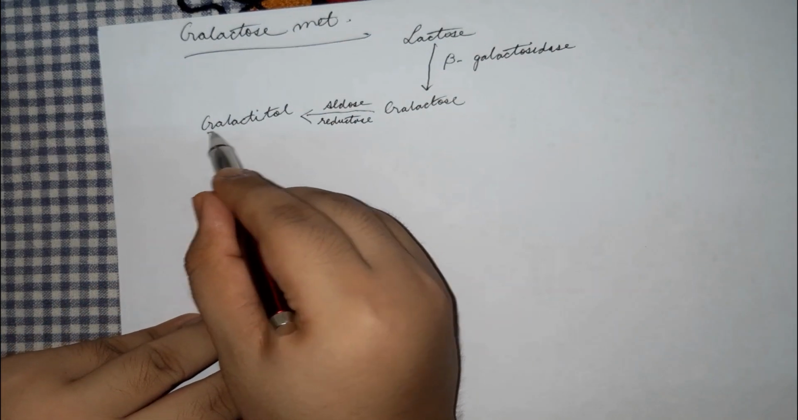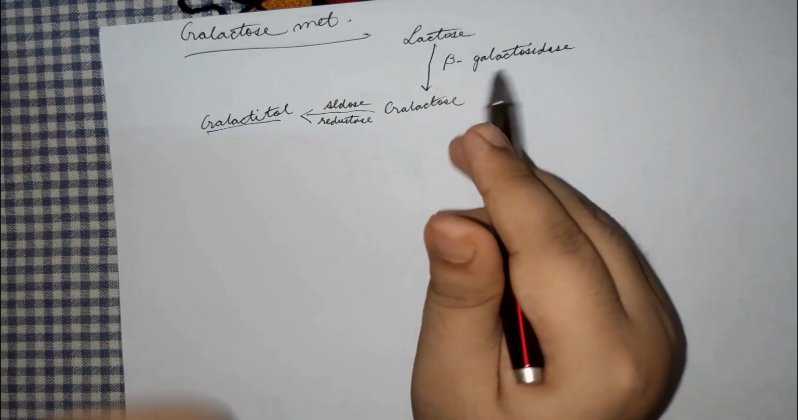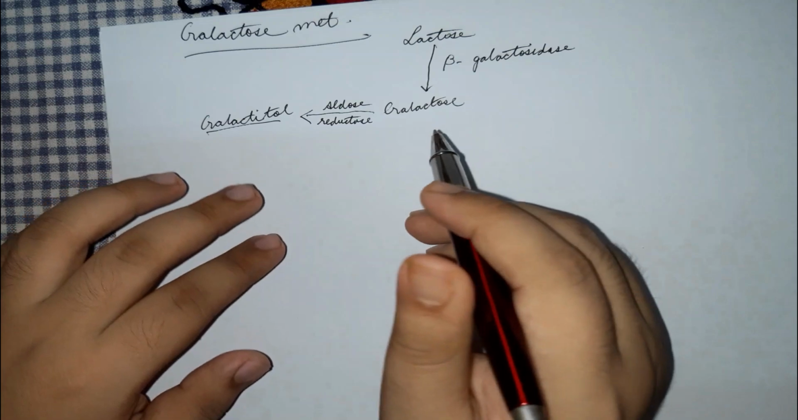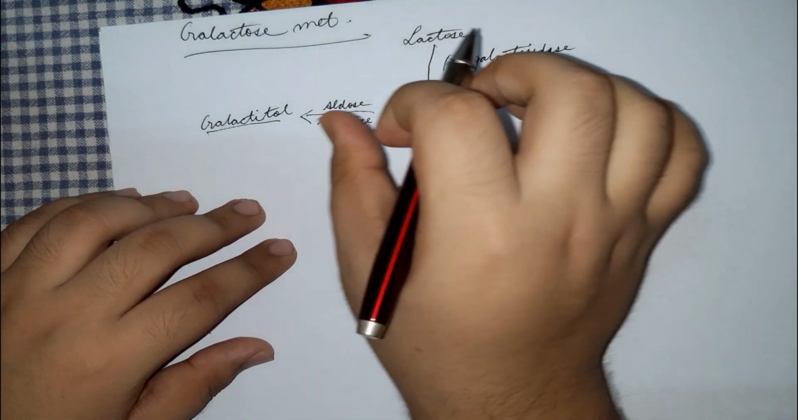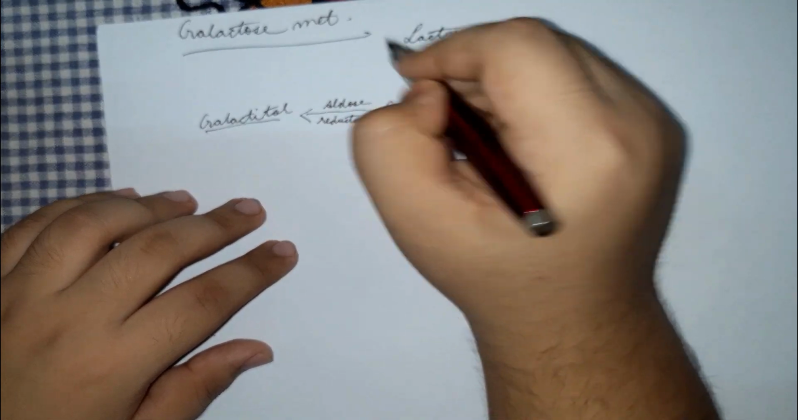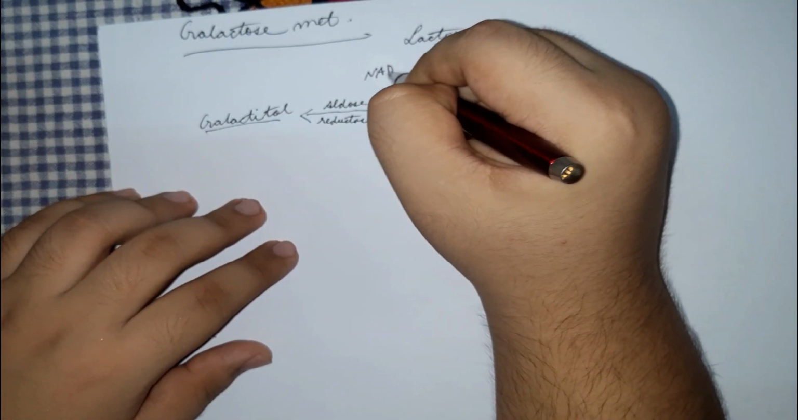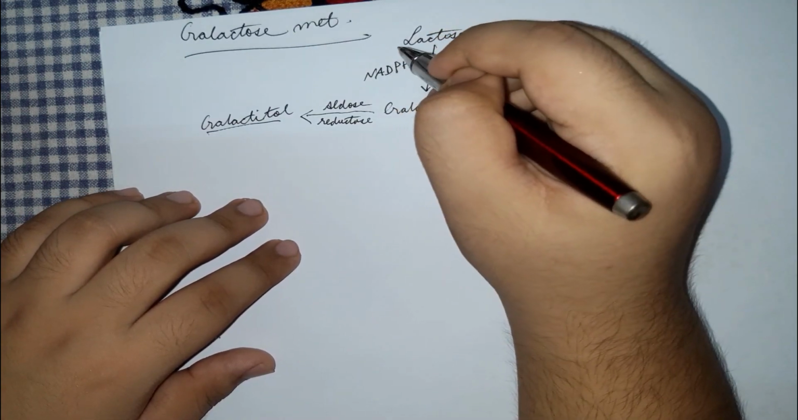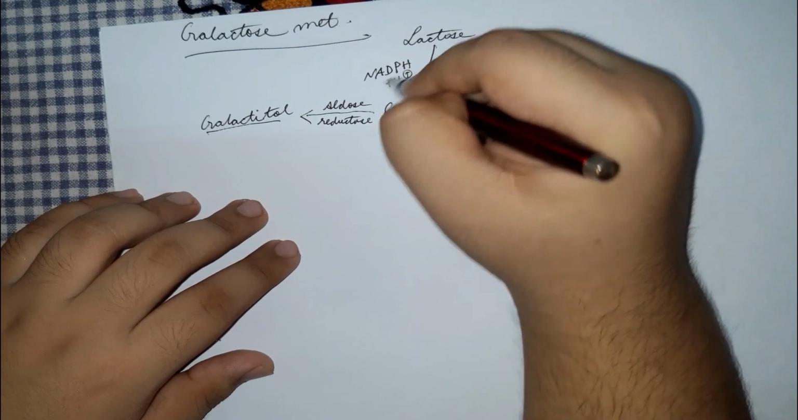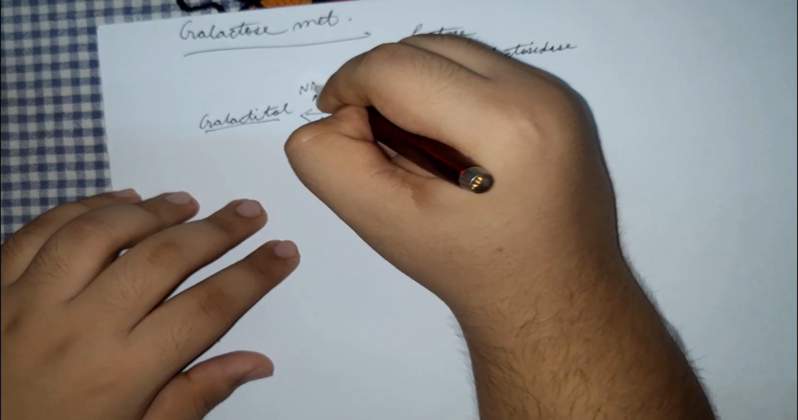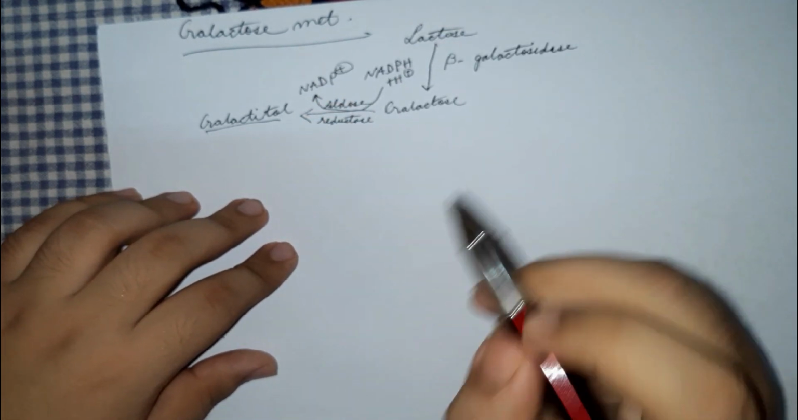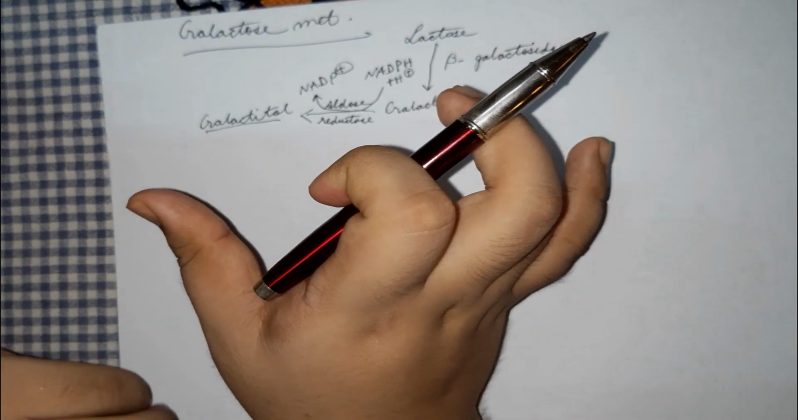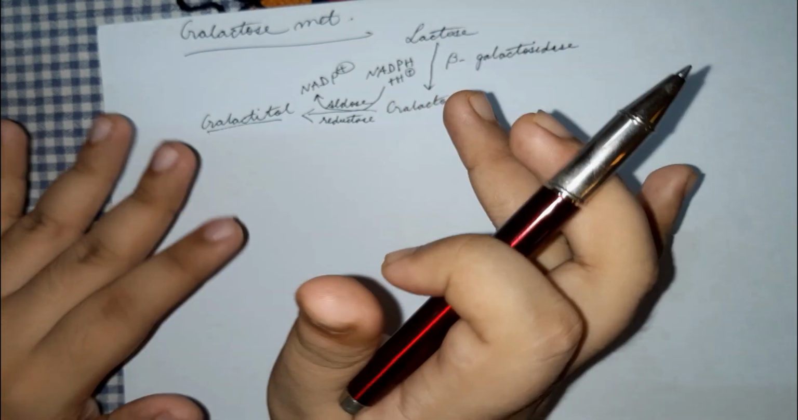Galactose is the aldehyde form and the alcohol form is galactitol, via the enzyme aldose reductase. Since this is a reductase, a reduction is needed, and the reducing equivalents are provided, just like in the sorbitol pathway, by NADPH plus H plus, which itself is converted into NADP plus and reduces galactose into galactitol. This is one of the fates of galactose, but not the more common fate.